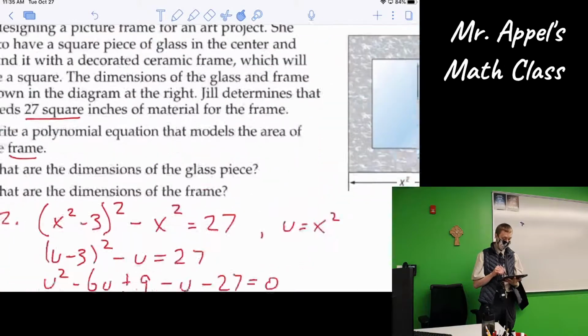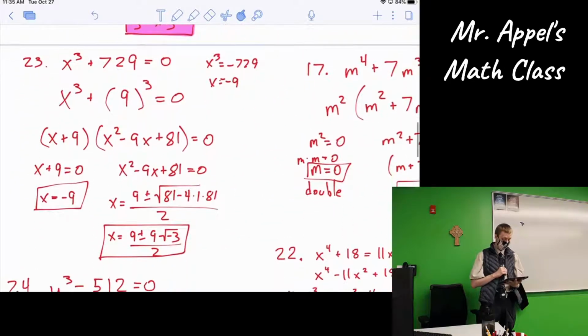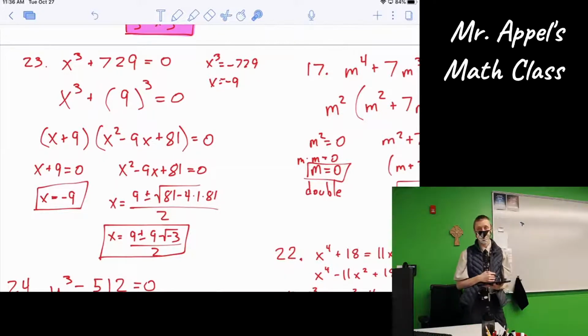So back down to the bottom. There's 23, negative 9. 9 plus or minus 9 root negative 3 divided by 2. So this guy, I just went quadratic formula on him. This I could pull out that and make it an i. I want to be technical.